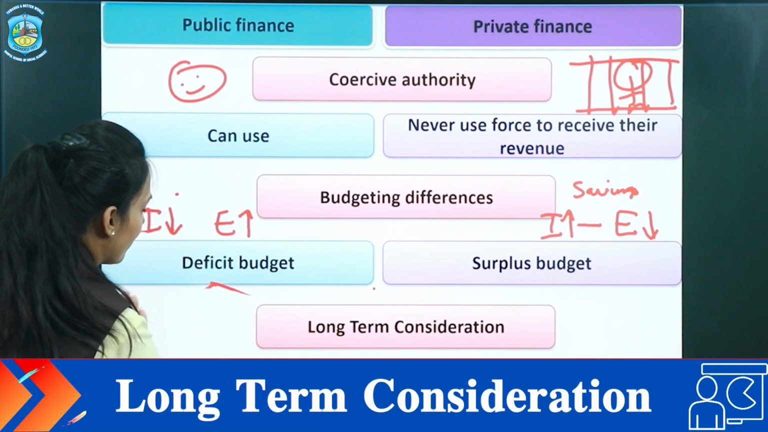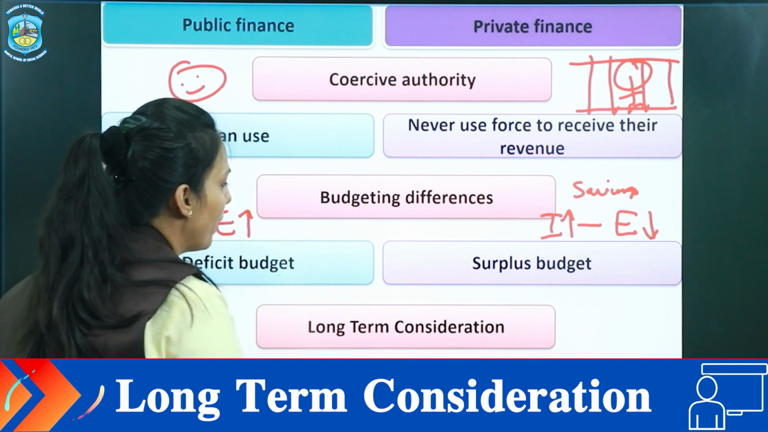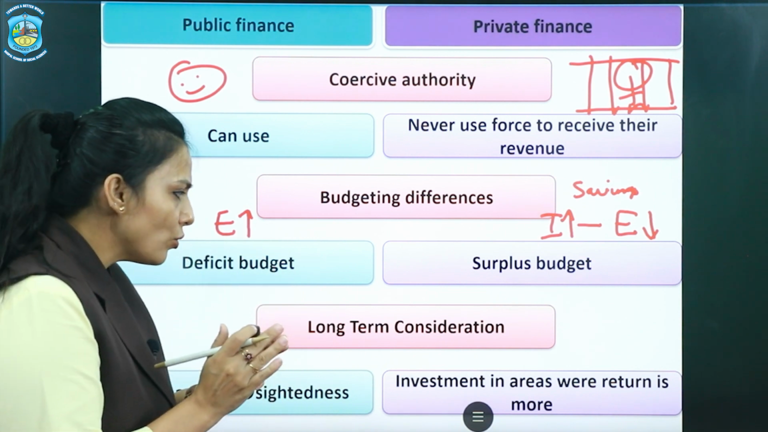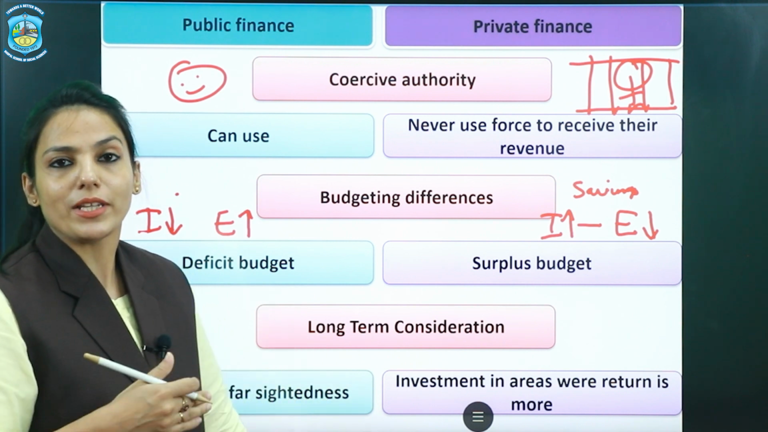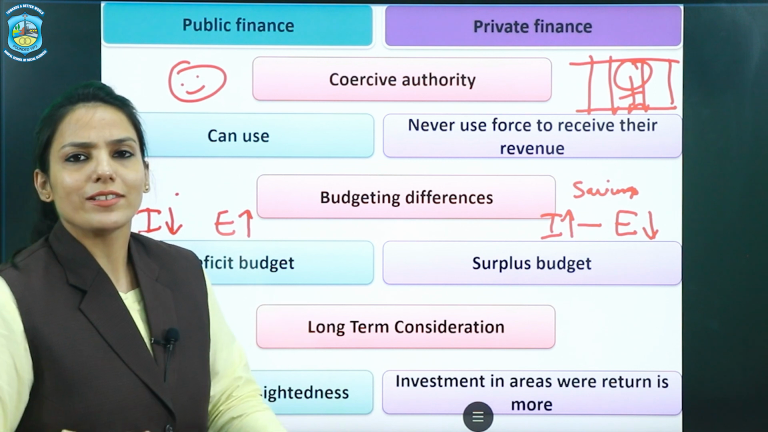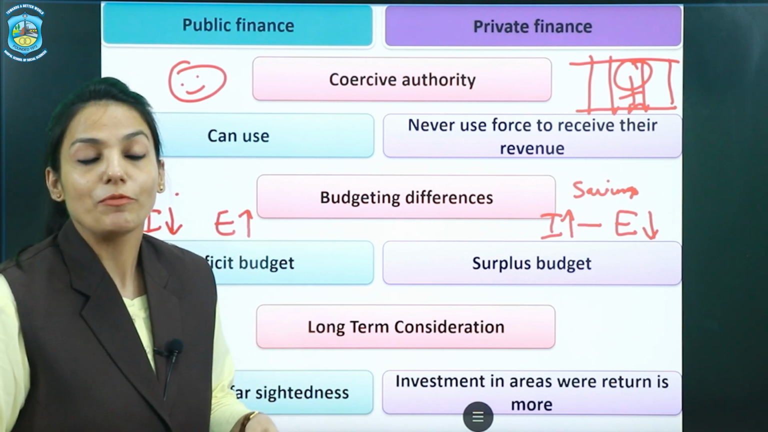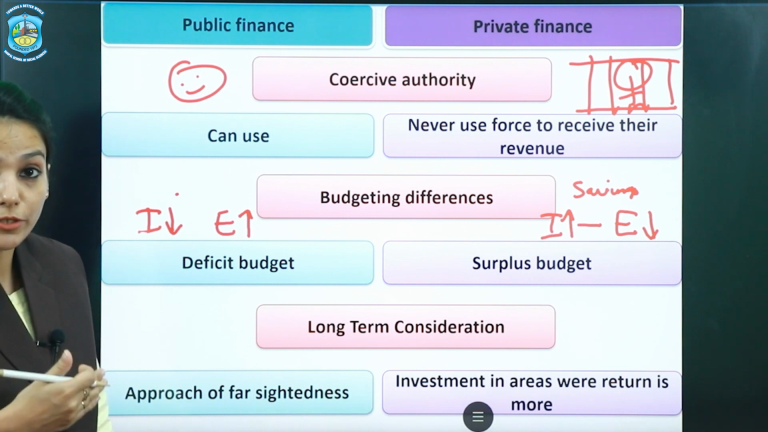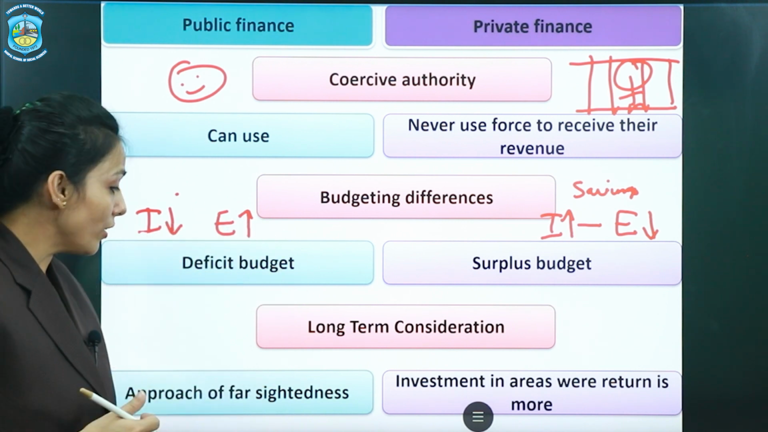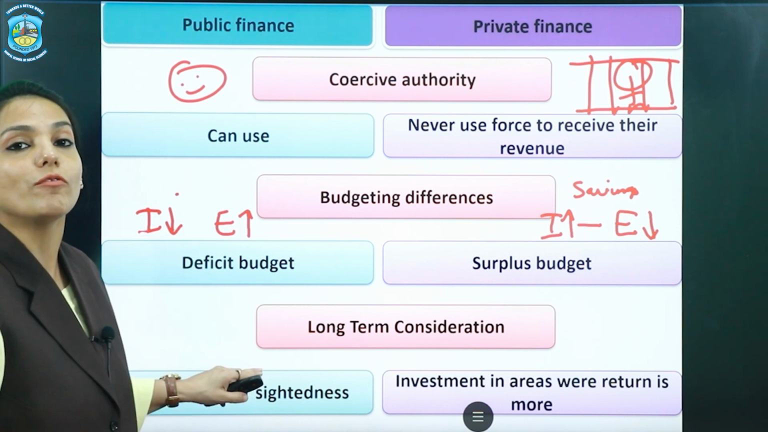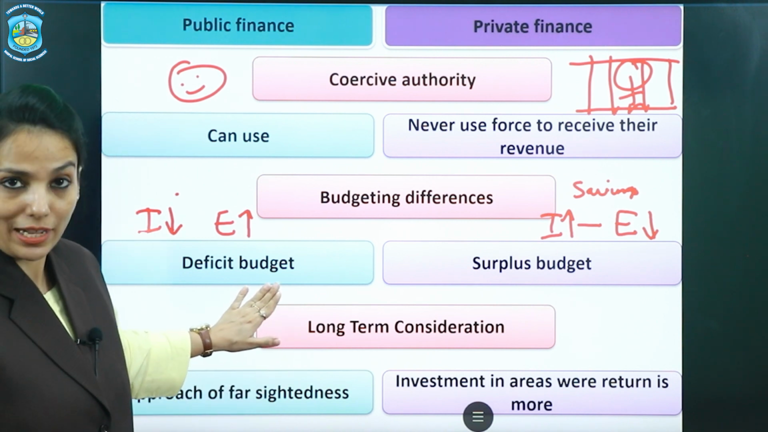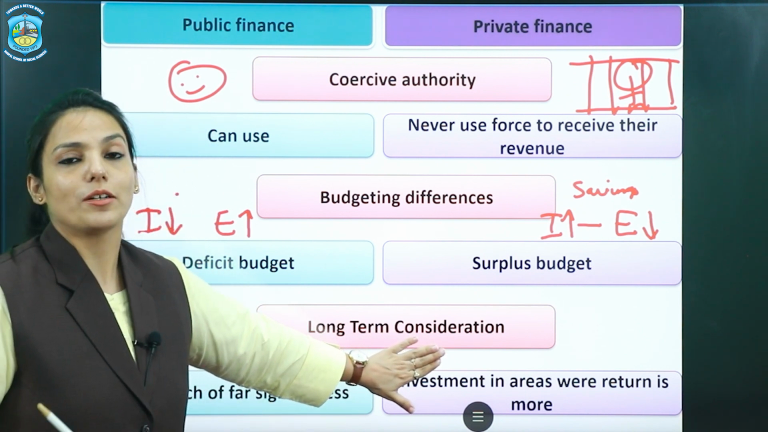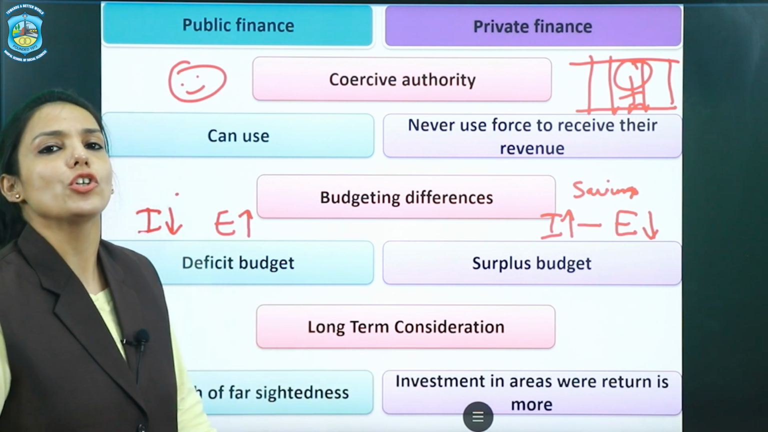Next is long-term consideration. When individuals spend money, they are having a myopic vision regarding the future. They want to invest or spend their money in such a way that they get immediate return, or you can say they get return in the next 5 years, 10 years, 15 years. But the government uses a far-sighted approach because the government has to serve generations and generations. It is not looking at the current citizens but also the future of the country. As such, any expenditure that has to be made, government makes it with long-term consideration, whereas individuals make this expenditure or investment with a short-term vision.